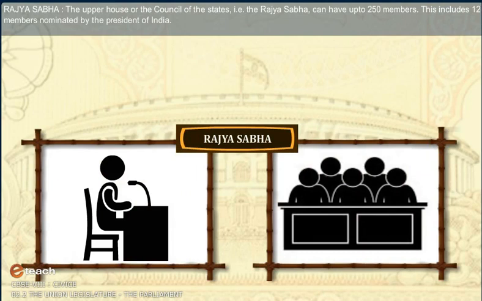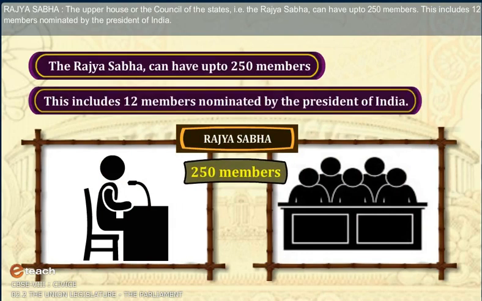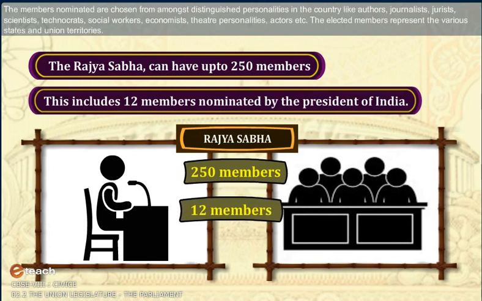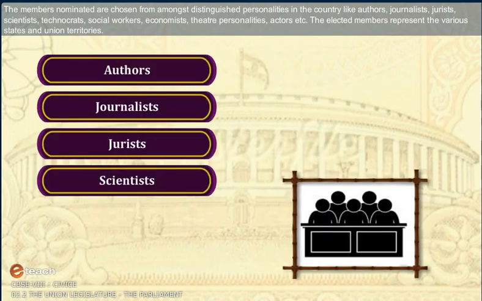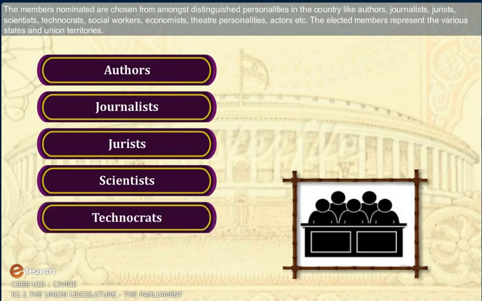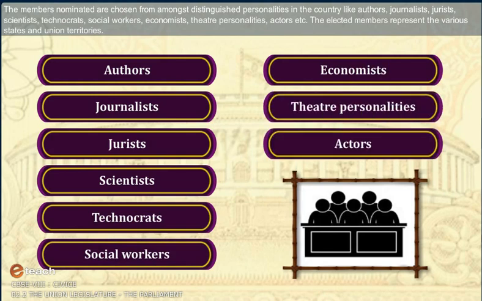Rajya Sabha. The upper house or the Council of the States, that is the Rajya Sabha, can have up to 250 members. This includes 12 members nominated by the President of India. The members nominated are chosen from amongst distinguished personalities in the country like authors, journalists, jurists, scientists, technocrats, social workers, economists, theatre personalities, actors, etc. The elected members represent the various states and union territories.